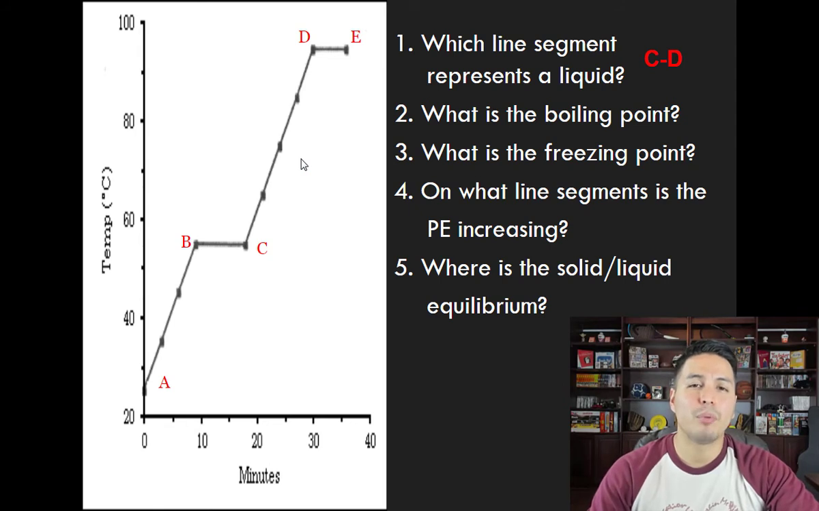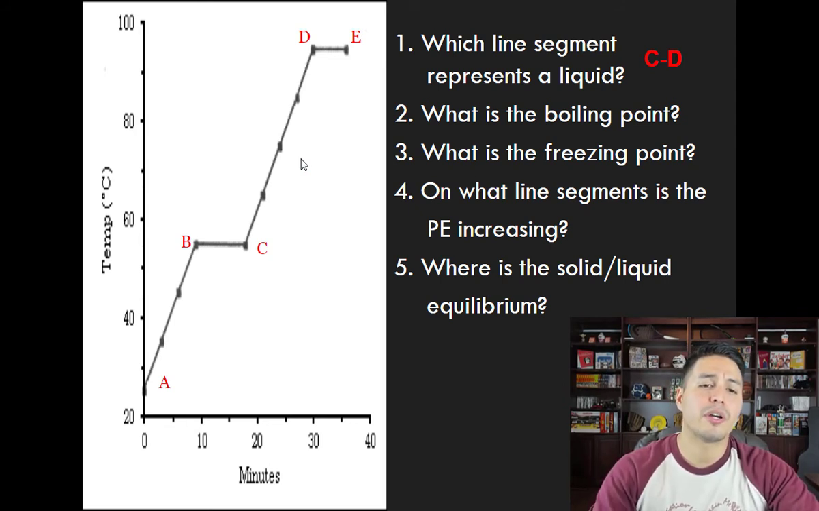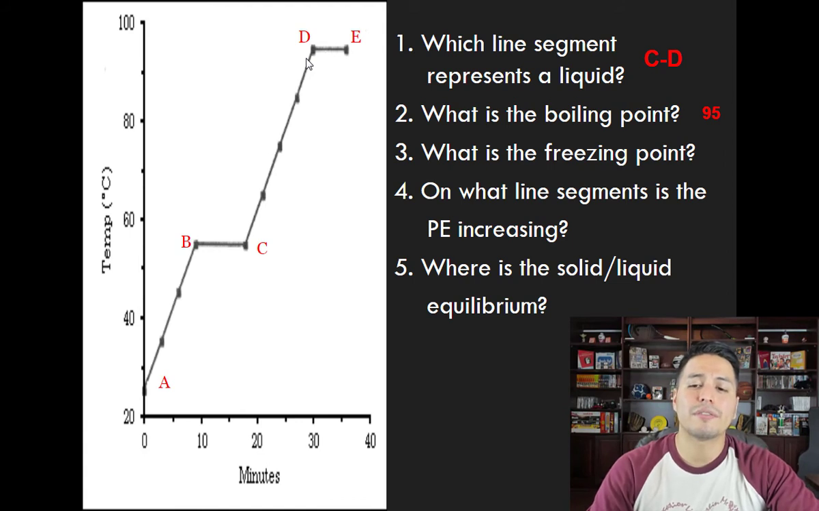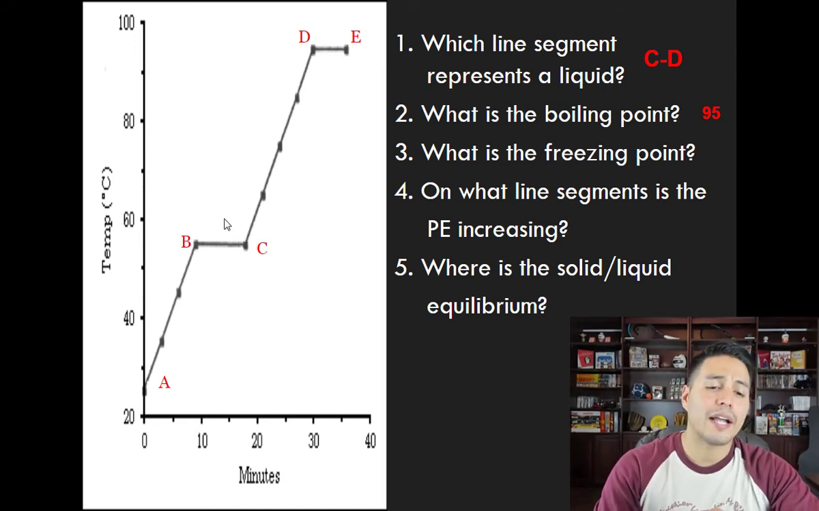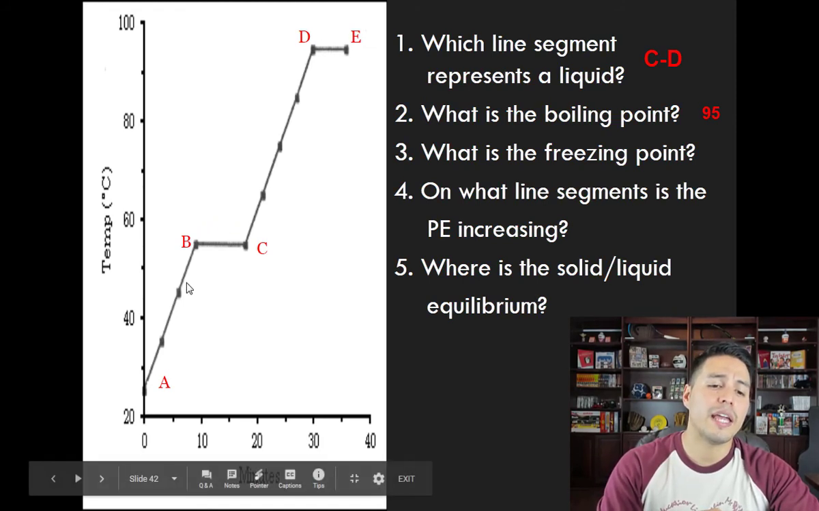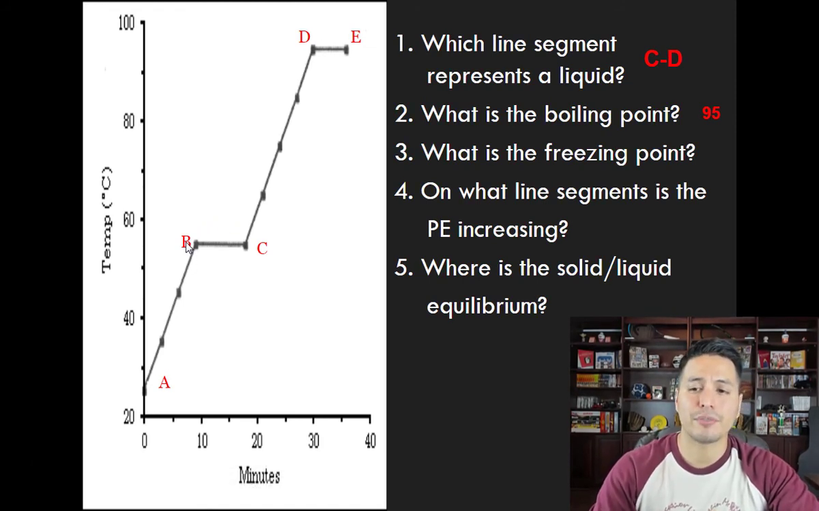Next, it reads, what is the boiling point? Well, the boiling point is occurring right here at 95 degrees Celsius. And I know that because the boiling point is the temperature change that it takes to go from a liquid to a gas. Next, it reads, what is the freezing point? Well, for the freezing point, we can do this by reverse engineering and working our way backwards. In this case, I can look at my phase change and I know that this is where a liquid's starting to occur. So in order to go from a liquid to a solid, it must be at temperature 55 degrees right there.